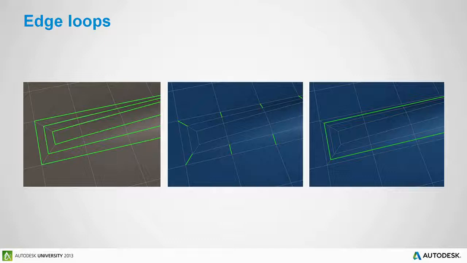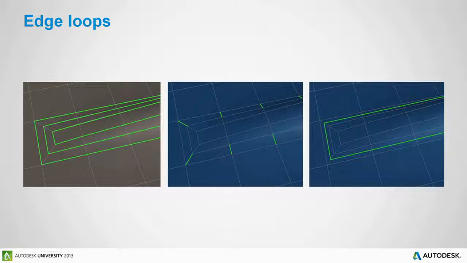It's really easy to select this long row of edges and use something like the chamfer tool or the bevel or something and just add a little bit to it. If you don't have edge loops, it's really, really hard to do that. So this is why this is considered better topology. It's just easier to select.